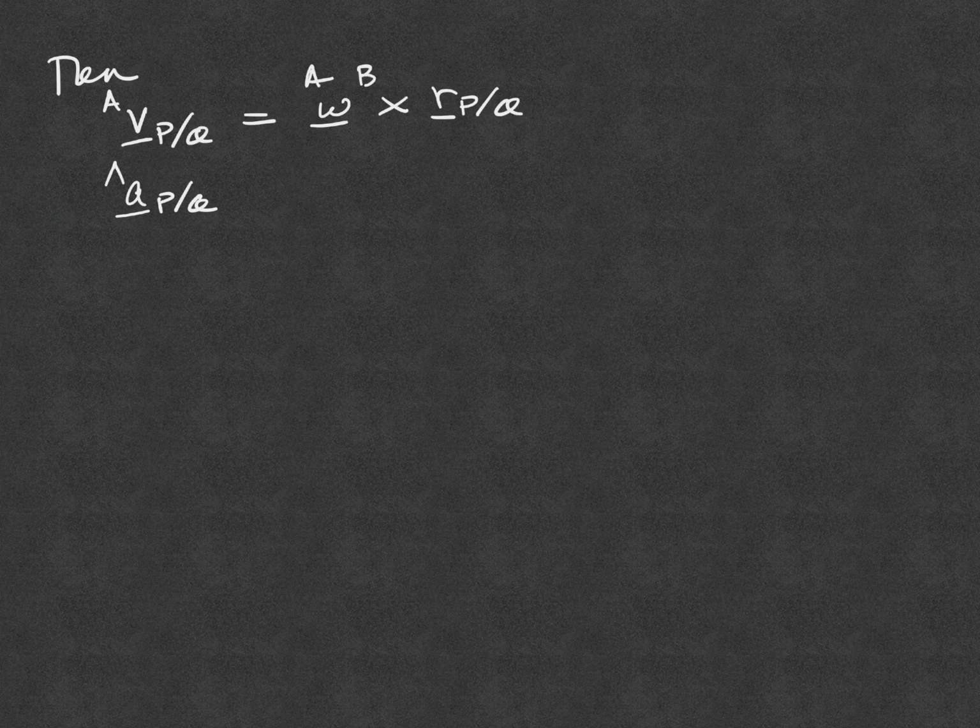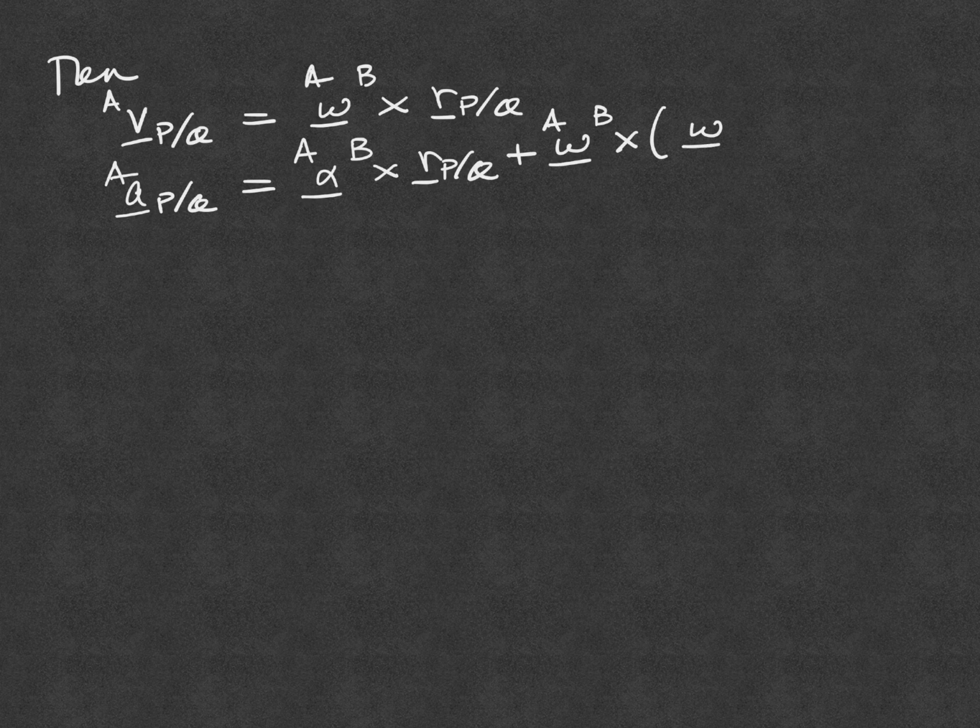So then, the velocity of P relative to Q in A is equal to the angular velocity of B in A crossed with the position of P relative to Q, and the acceleration of P relative to Q in A is equal to the angular acceleration of B in A crossed with the position of P relative to Q plus the angular velocity of B in A crossed with the angular velocity of B in A crossed with the position of P relative to Q.